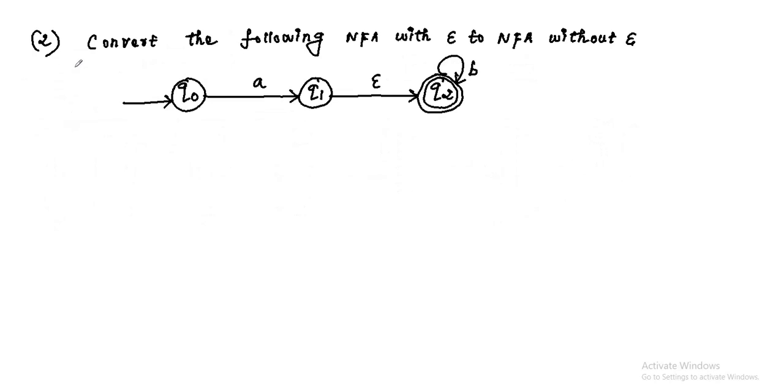I am giving you a problem. Solve this problem. In the given problem, when you convert NFA with epsilon to without epsilon, mention in the comment box what your starting state and final state are. I think you understand this problem well. Thank you.